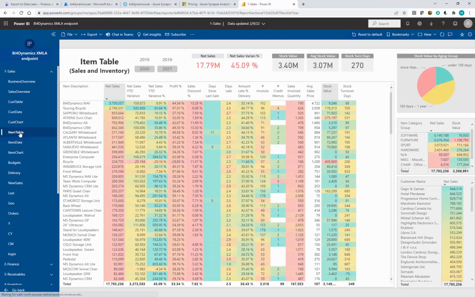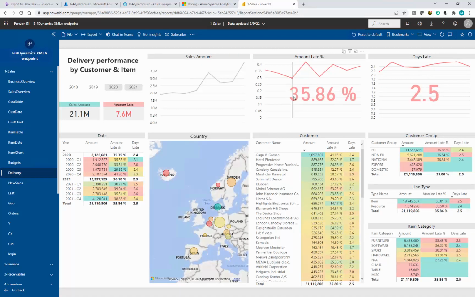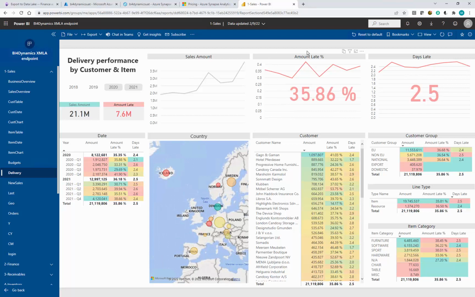Now let's see some of the details. When we are looking into the delivery, we are looking into the days late and amount late. If a document or a line has been late, and that's based on the promised, planned, expected delivery date, then we are logging the days late, and we can analyze amount late here.